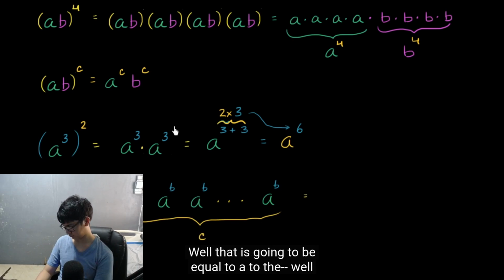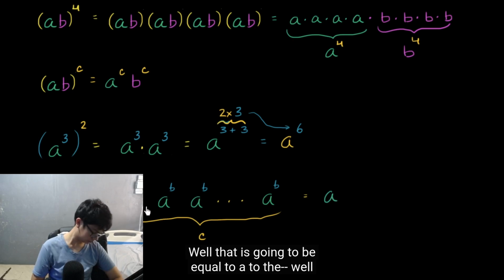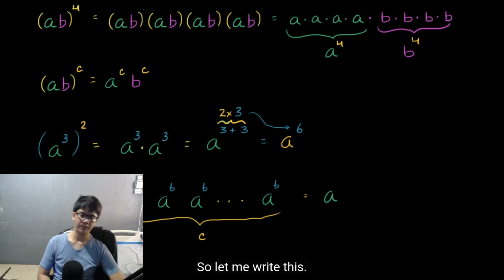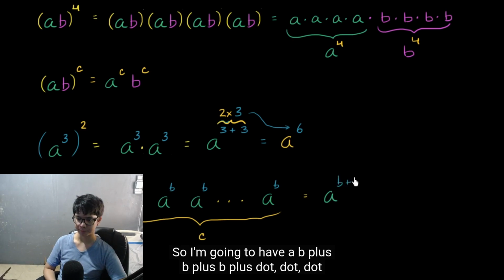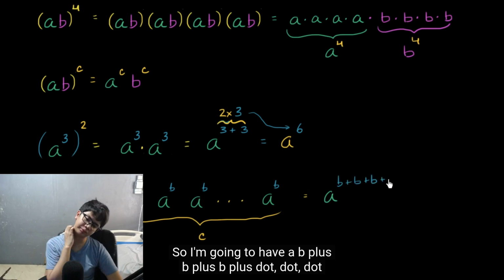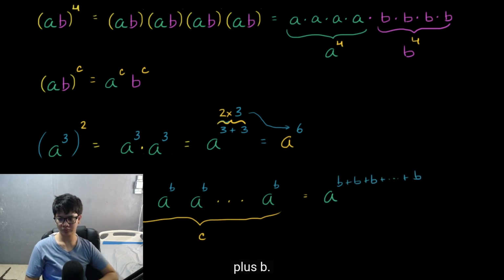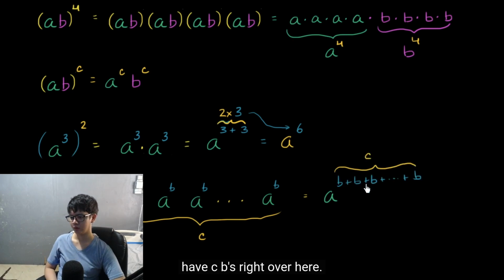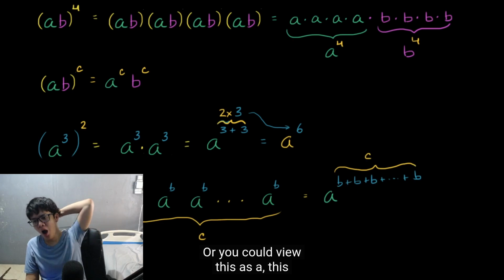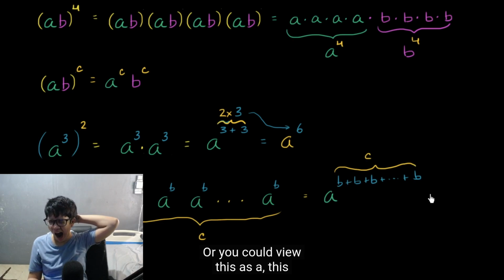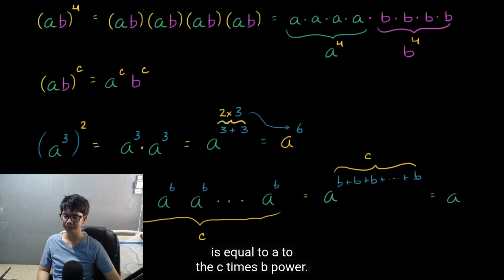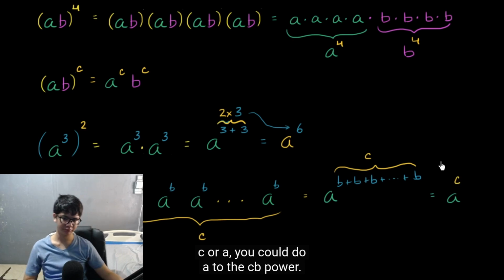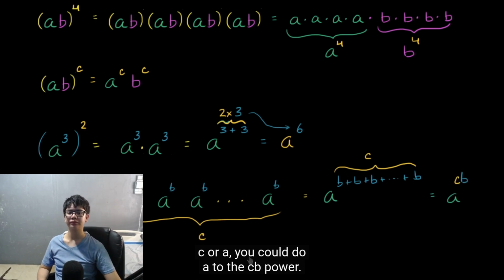Well, that is going to be equal to a to the, well, for each of these c, I'm going to have a b that I'm going to add together. So let me write this. I'm going to have b plus b plus b plus dot, dot, dot plus b. And now I have c of these b's. So I have c b's right over here. Or you could view this as a to the c times b power, or a to the cb power.